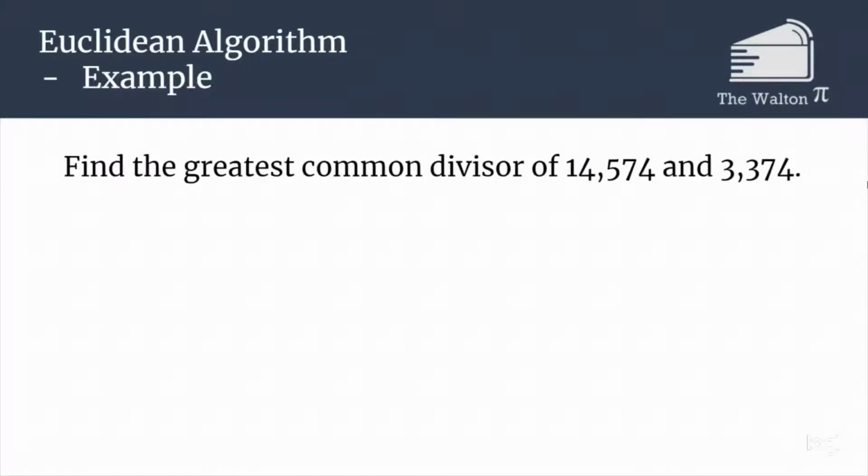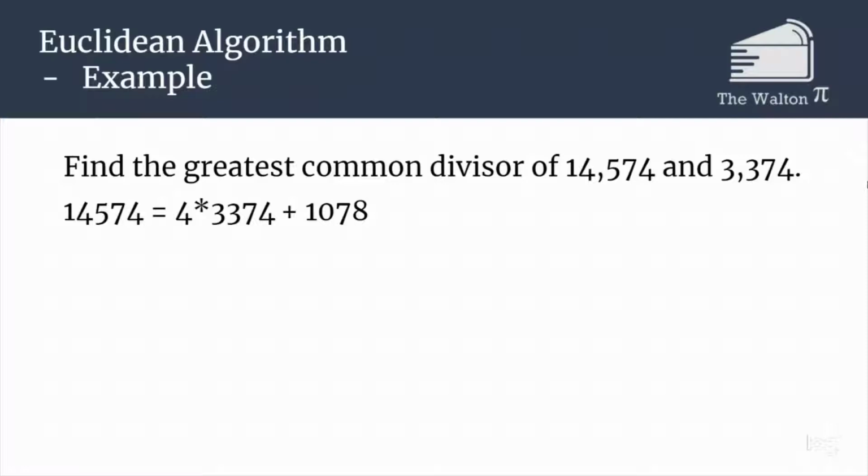Let's try and find the greatest common divisor of 14,574 and 3,374. To start off, we are going to say that a is 14,574 and b is 3,374. So our goal is to find values where we can write 14,574 is equal to something times 3,374, plus some remainder. If we go through the process and figure out what those numbers are, we find that it's equal to 4 times 3374 plus 1078.